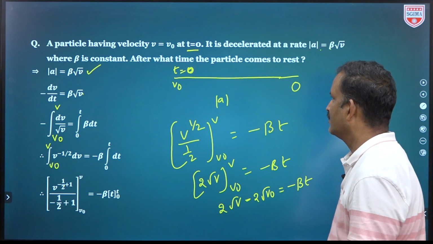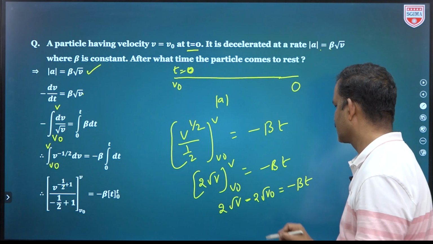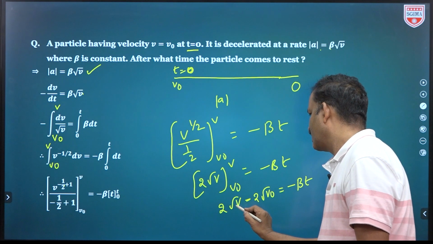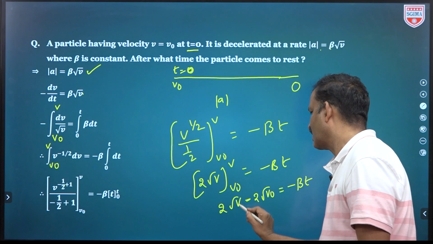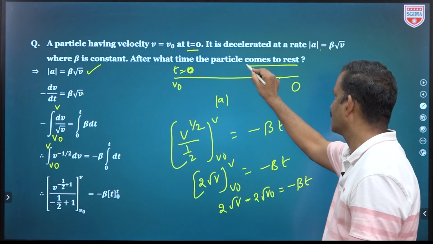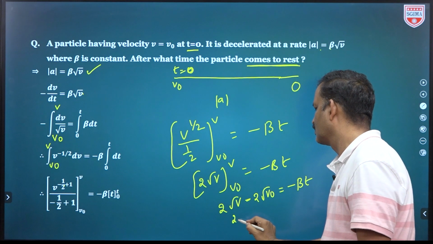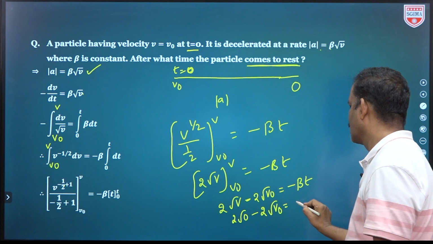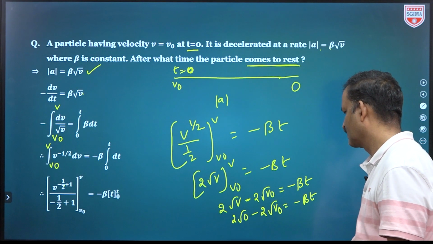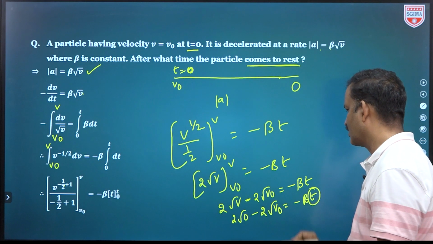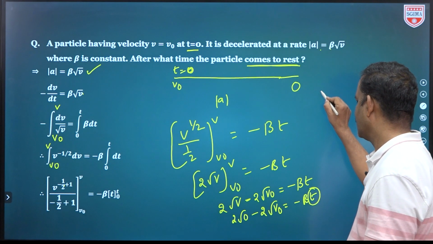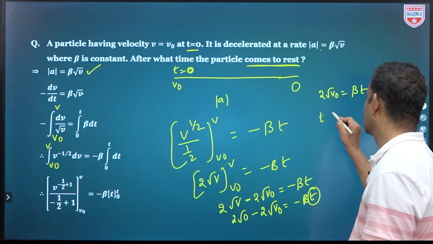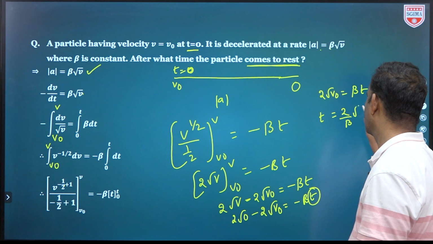Now, the time the particle comes to rest. What is the velocity then? Comes to rest means velocity is 0. So, minus 2 root v0 is equal to minus beta into t. So, this time you have to find out. Then you will get 2 root v0 is equal to beta t. So, t is equal to 2 by beta into root v0.